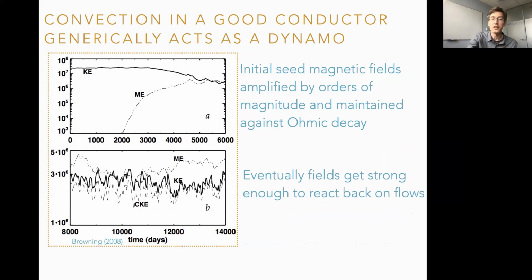So in this kind of plot, you see the magnetic energy growing, and the kinetic energy in that same flow declines a little bit as the magnetic energy gets up there, as you get those Lorentz force feedbacks. And eventually there's a sort of back and forth between these things.